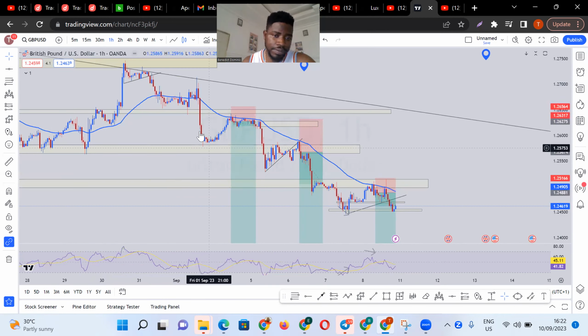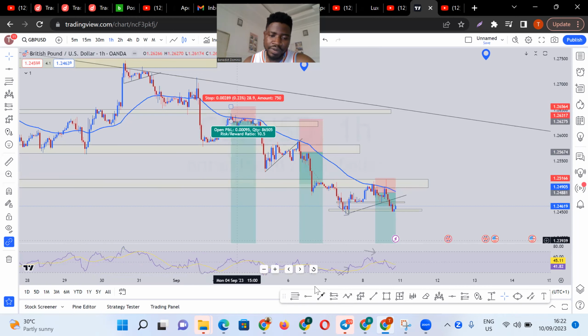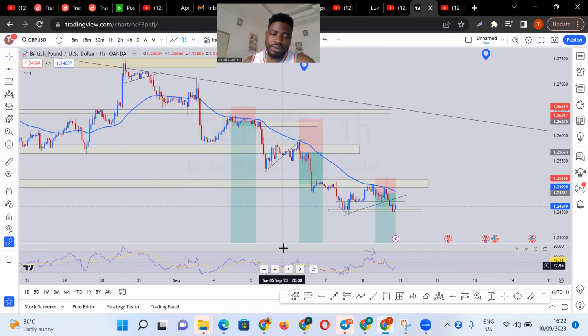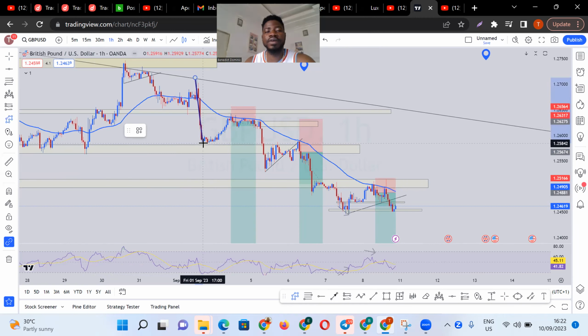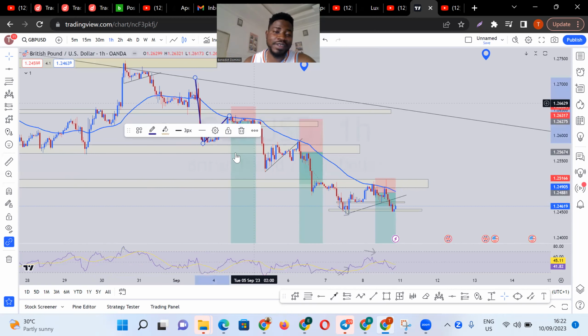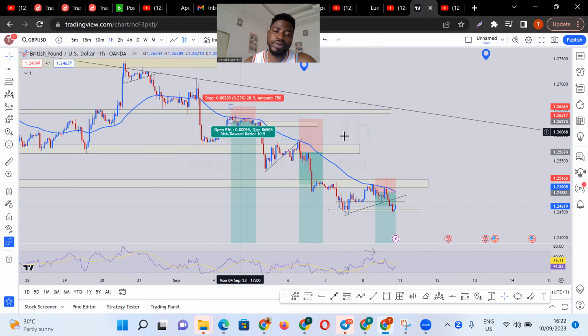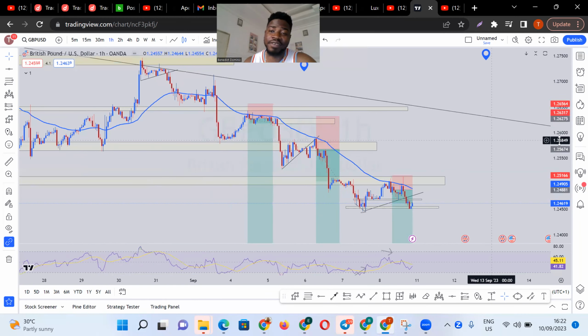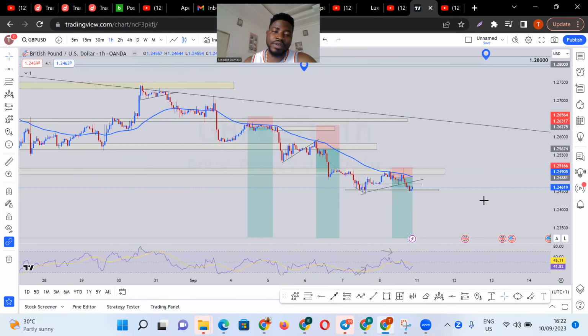So as you can see, we have made a lower low right here. Then as we are making this lower high, which I tell you that I short at a lower high, as simple as that. So trading to me is easy and simple. I don't overstretch it, you know.